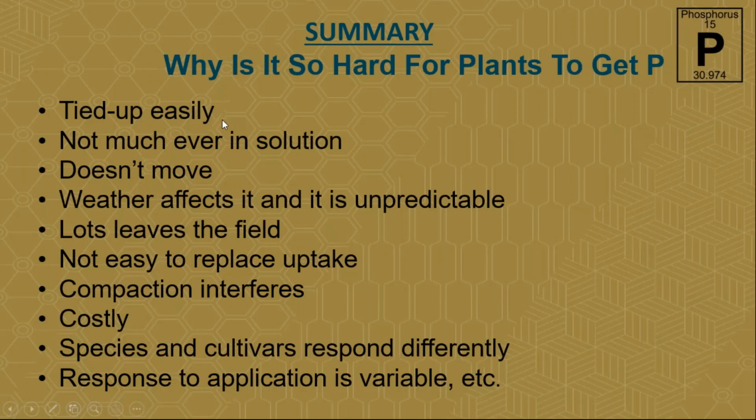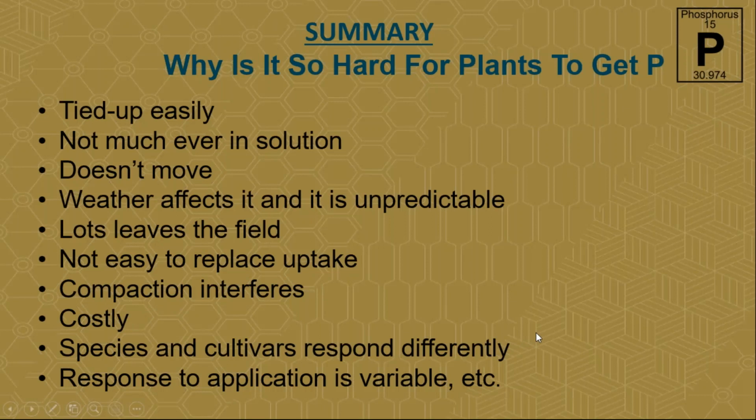Well, it's tied up easily. Not much is ever in solution. It doesn't move. Weather affects it and is unpredictable what the weather's going to be. Lots leaves the field. We got to put lots back usually. It's not easy to replace that uptake. You got limitations on how much you can put in furrow or even in the sideband if you really deplete your phosphorus levels. Compaction interferes, which is growing. It's now pretty costly. And species and cultivars respond differently.